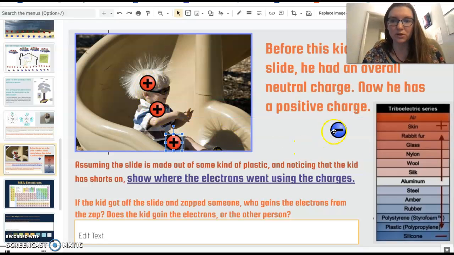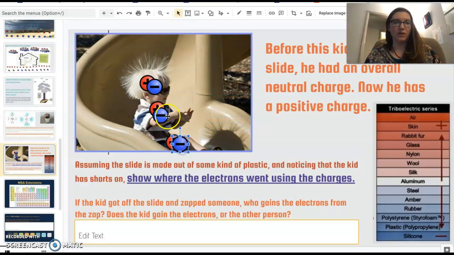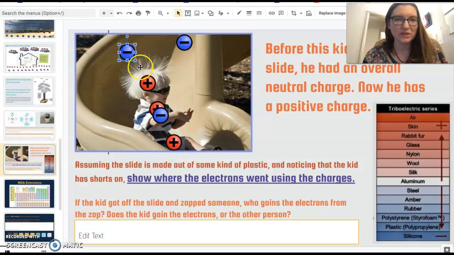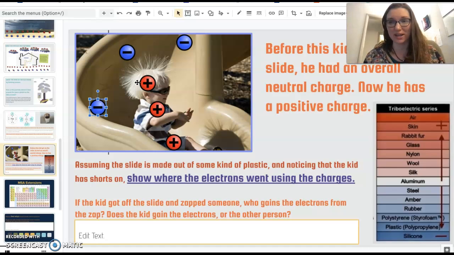If this kid was neutral, each one of these positive charges would have an electron right by it, right? So I can show you what that would look like. But as this kid has gone down the slide, it has pulled off those electrons. So now the electrons are kind of on the slide like this. And you can actually see the positive electric grid from his hair, because all of his hairs are repelling each other because they all have a lack of electrons. Not no electrons, but they have a positive charge because those valence electrons that can be lost have been lost.